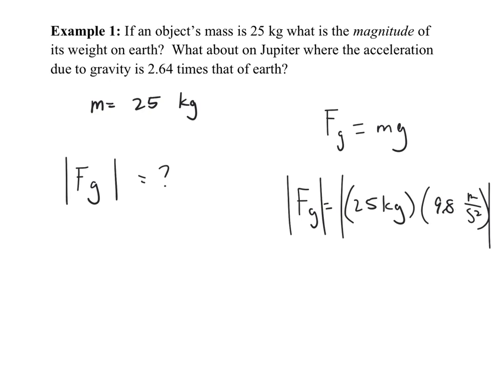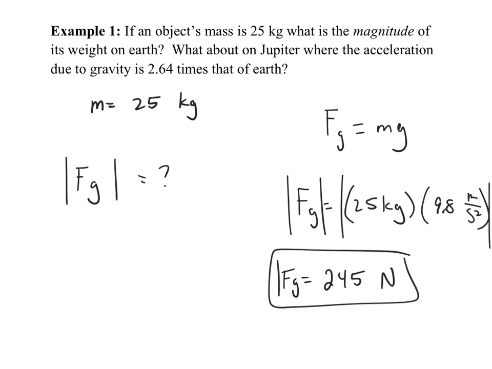What does that come out to be as a number here? Give me a quick number so I don't have to wait. Thank you. 245, even? Yeah. Thank you. So that's the weight of the object on the Earth.